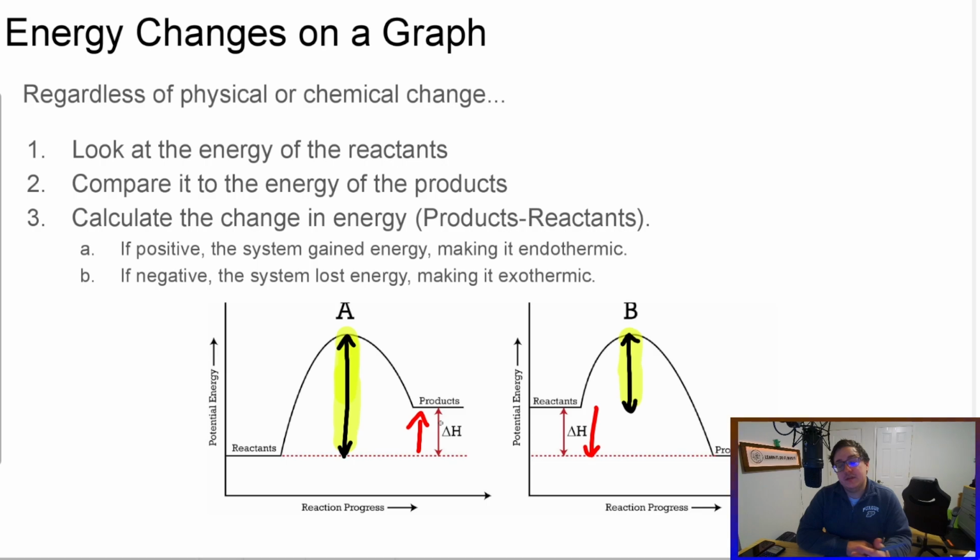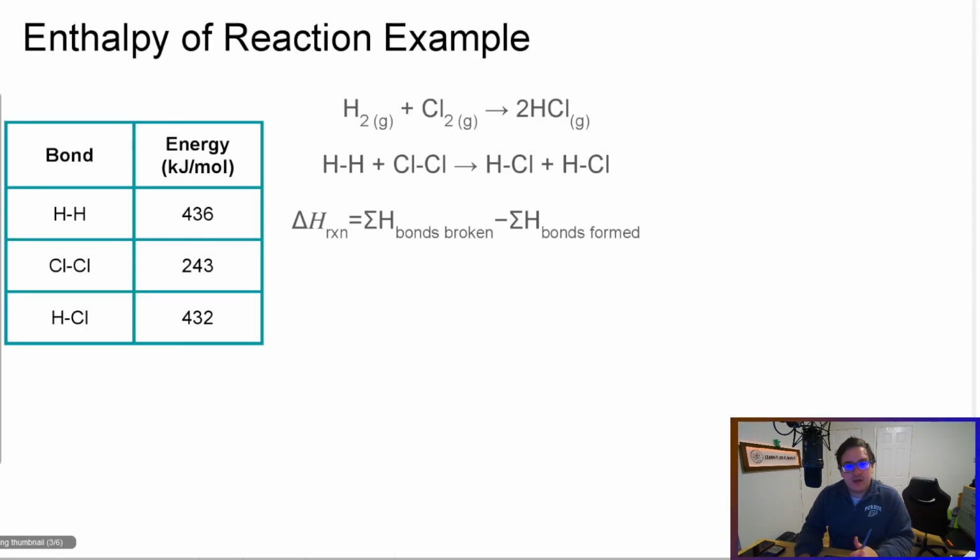So we're going to look at the energy of the reactants, compare it to the energy of the products, and then just subtract the two. Let's compare energies. How do we do that, though? Let's take a super simple chemical reaction that we already know, where hydrogen gas reacts with chlorine gas to produce hydrochloric acid, or HCl, or hydrogen chloride gas. A couple different ways you could say it.